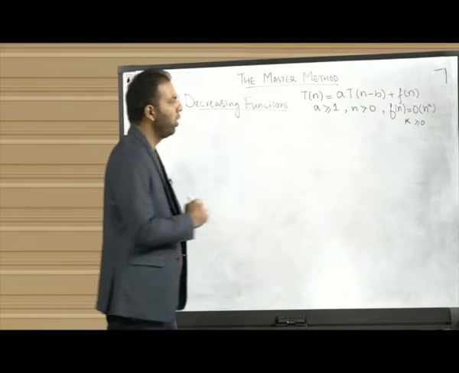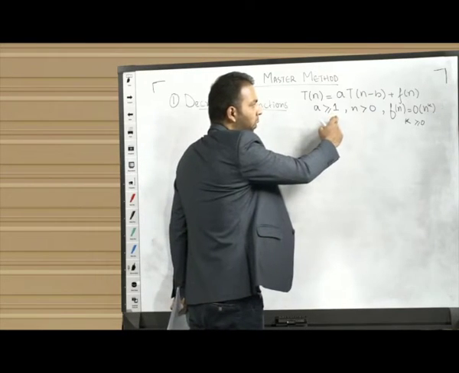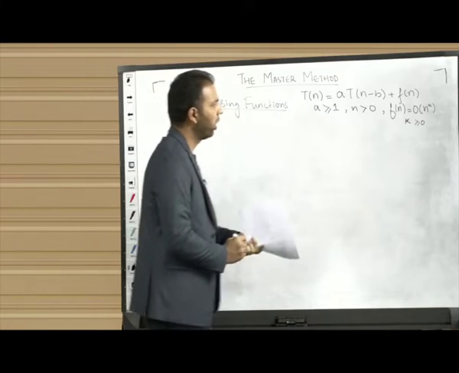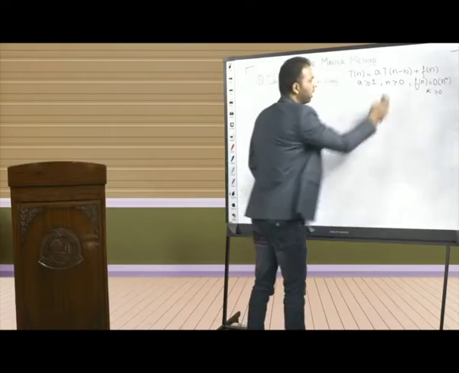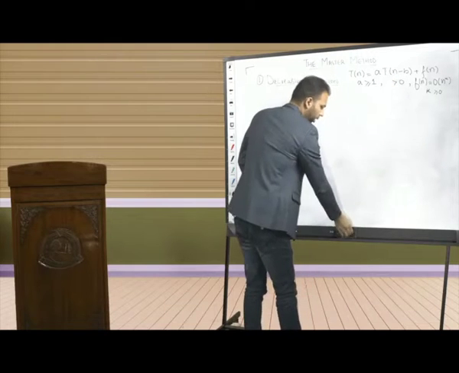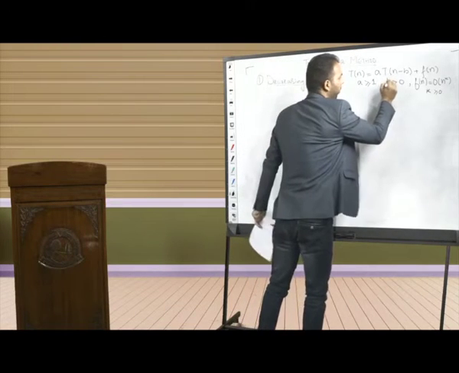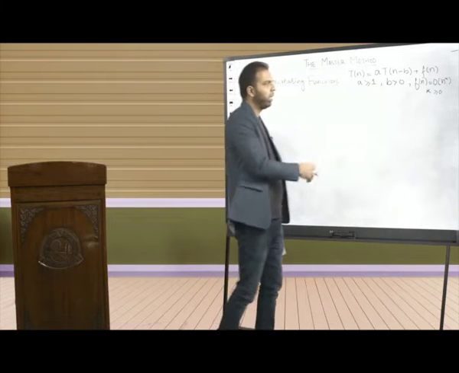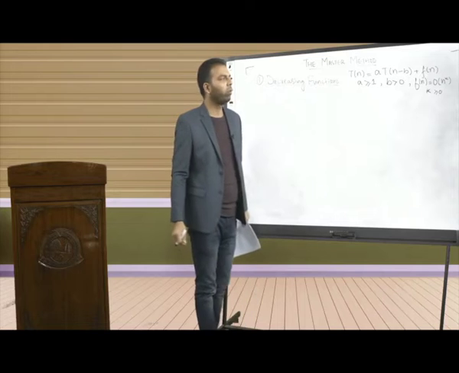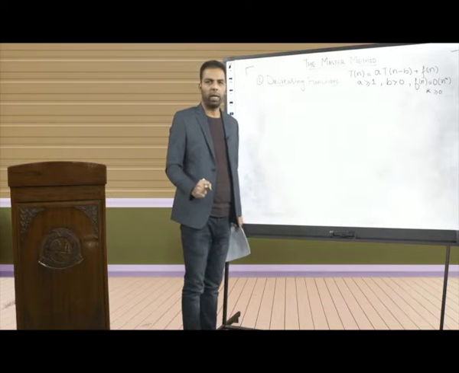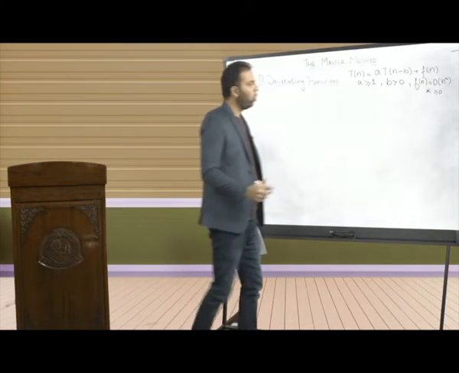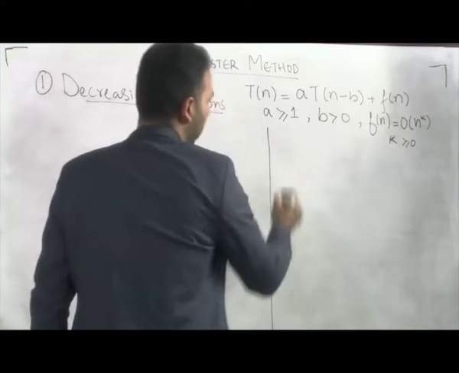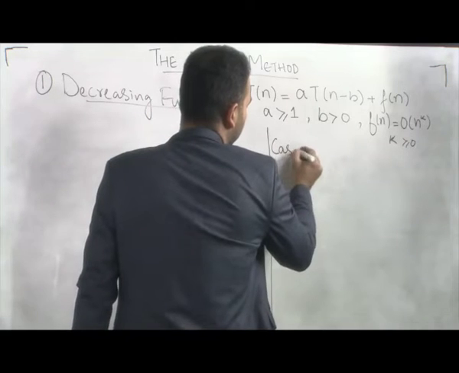Here a, like I said, will be greater than or equal to 1 because it can't be 0. Sorry, here it is b, it's not n. So your b should be greater than 0, then only it will be decreasing, and f(n) we assume that it is of the order n raised to power k. So we have two cases here. We have case 1.